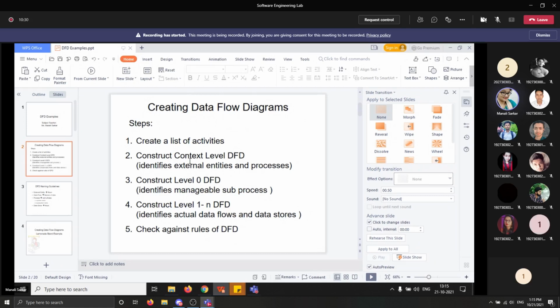In some books you will find context level and level 0 as a single part, and in some books as different. That does not matter. Next is constructing the level 0 DFD, which identifies manageable sub processes. Next is constructing level 1 in the DFD, which identifies the actual data flows and data stores. Basically, DFD is data flow: in your program, how the data is flowing and from which direction to which direction. DFD is used to check that. And step 5 is to check against the rules of DFD.